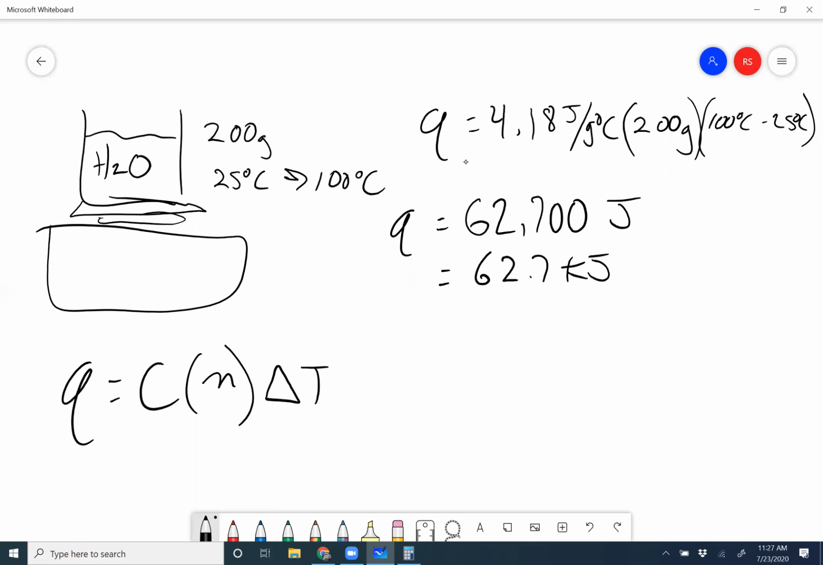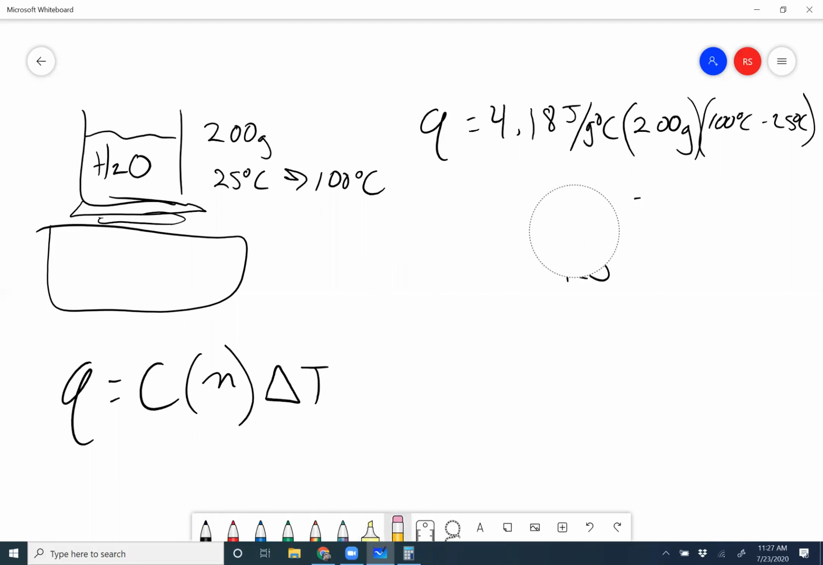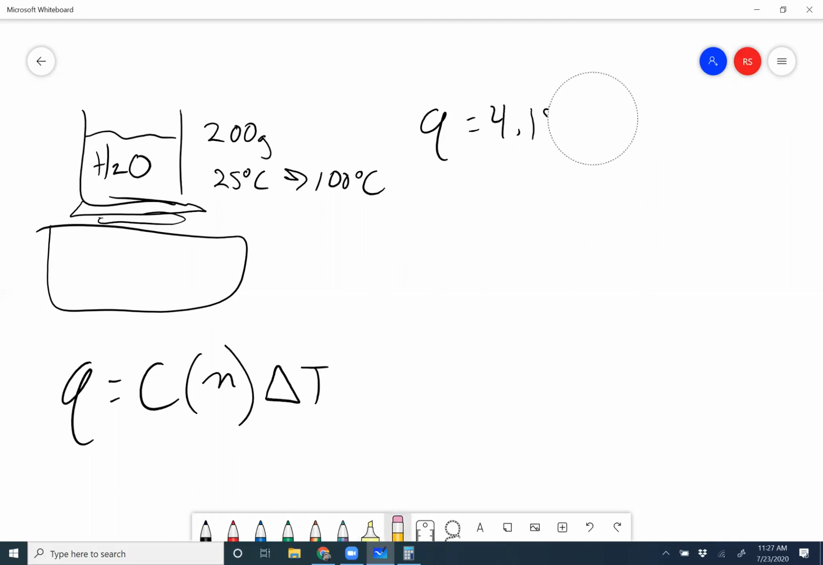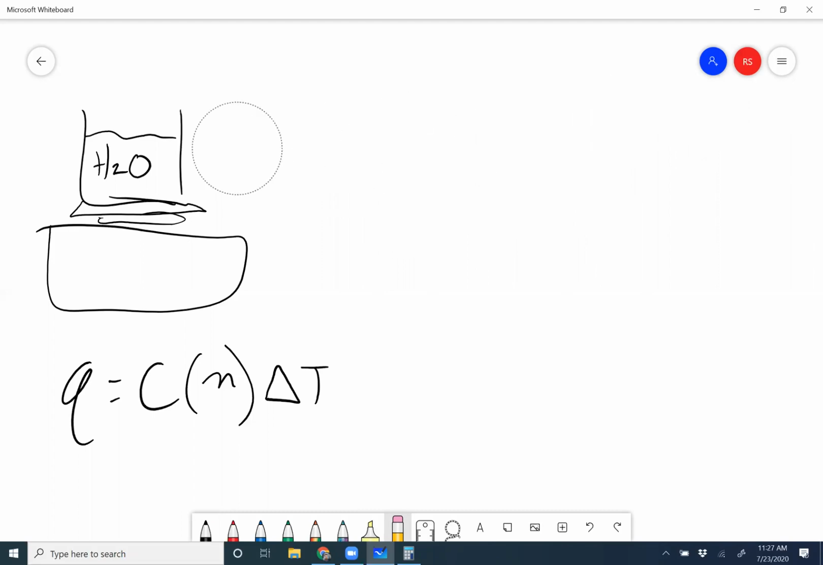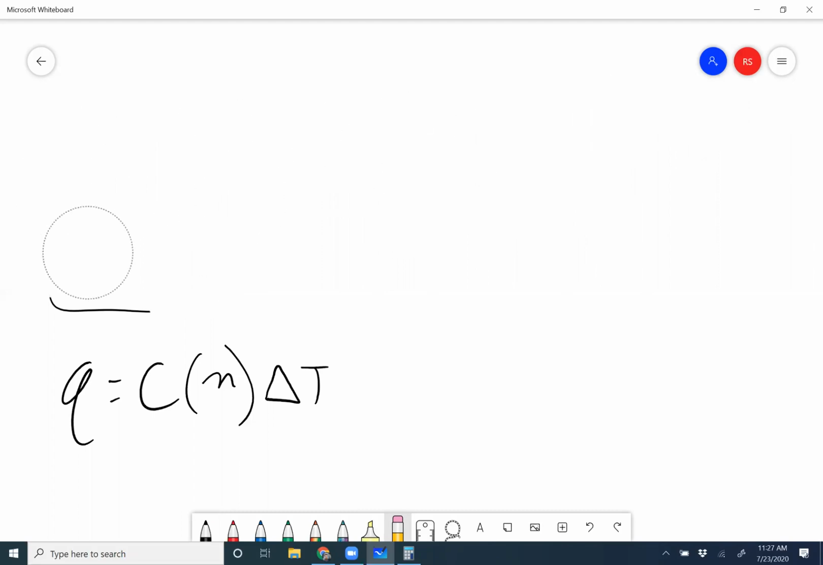Now, I said that we could use this to identify metals or anything really. Well, how could we do that? Say for instance, we had the ability to tell the temperature of something, like an infrared thermometer, or maybe we could touch it with the thermometer. And we found ourselves a piece of metal, and it kind of looked like gold. And we're like, okay, that kind of looks like gold.